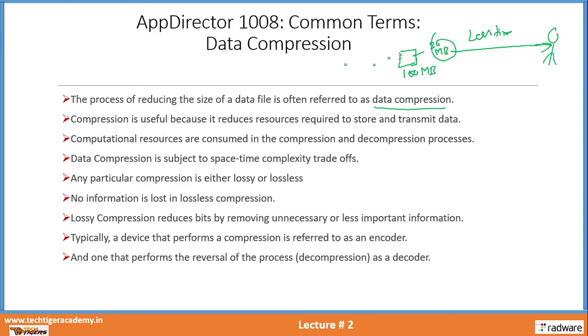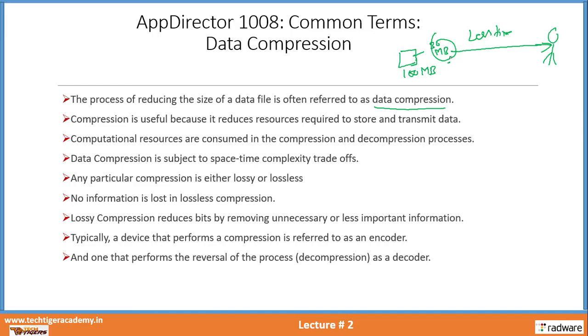Compression is useful because it reduces resources required to store and transmit data. That means now you need less CPU, you need less bandwidth, and you basically need less data. Instead of 100 MB, now you can just store this compressed file, so it saves storage for you. And when you transmit it, of course, it will take less bandwidth.